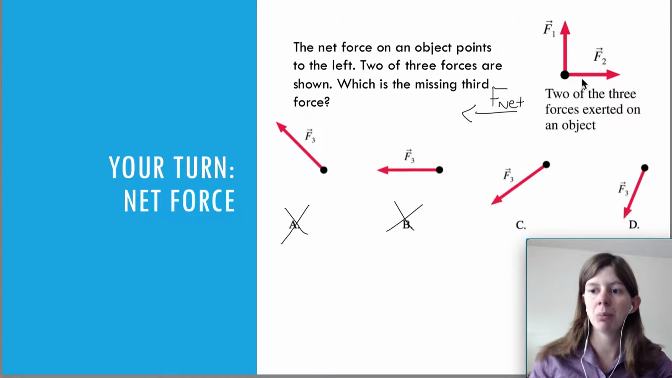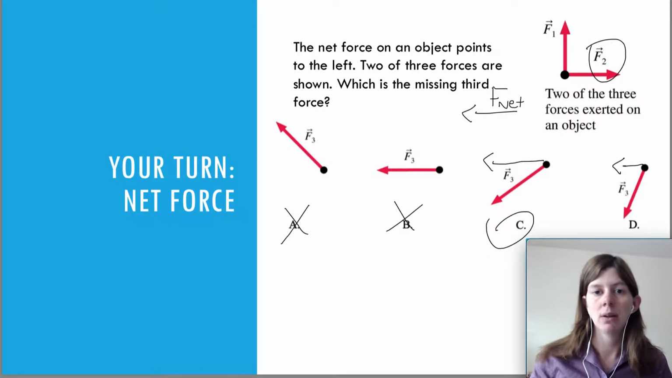Then you have to pick. If I want a net force to the left, that means the x component of F3, which I've shown here for both of these, has to be greater than the force to the right to have a net force to the left. So that leaves the best choice as choice C.